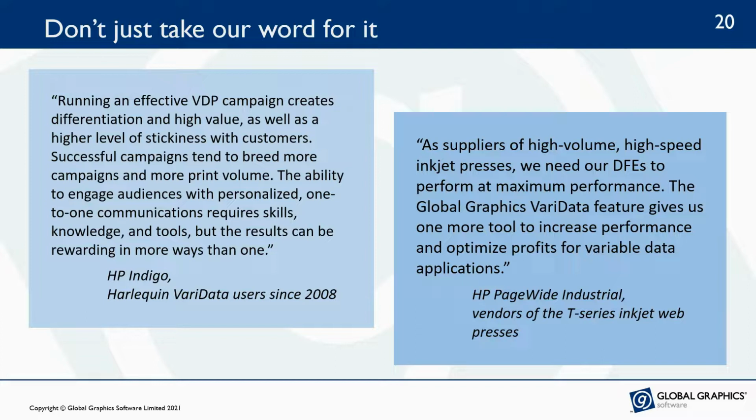And on the right is a quote from the HP PageWide Industrial Group. They build and sell inkjet presses with the highest throughput that I know of, achieving over 50,000 square meters per hour, so every last millisecond counts in processing jobs. They're using Harlequin VariData as well as part of their solution to deliver many tens of gigabytes of raster data per second to the inkjet heads.